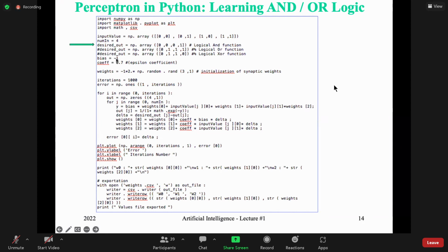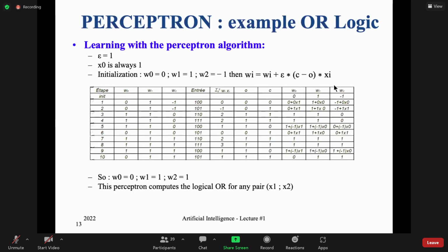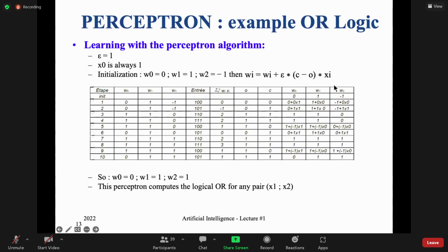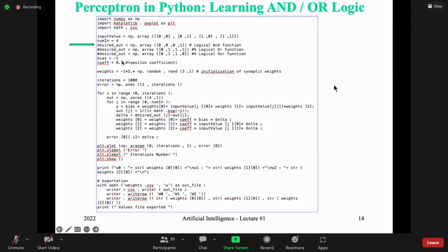And the epsilon coefficient should be, for example, here 0.7. In my previous example, I put epsilon equals 1. But here I put a different coefficient, which is this one. The bias here, we don't put 1, but I put 0. I don't remember, -1 here. Here I've put my initialization.